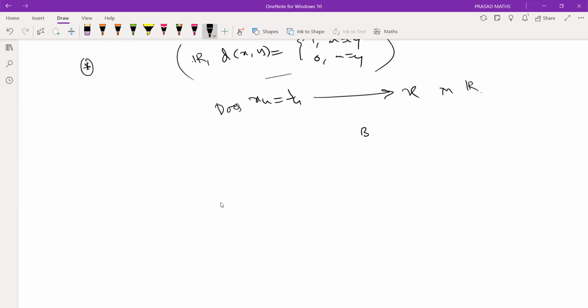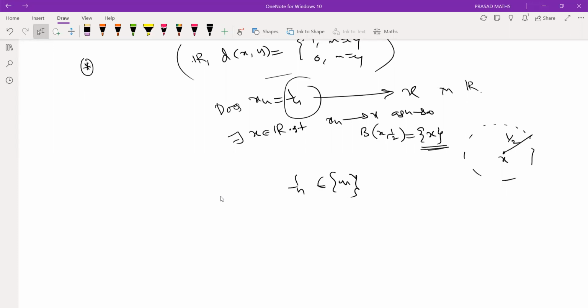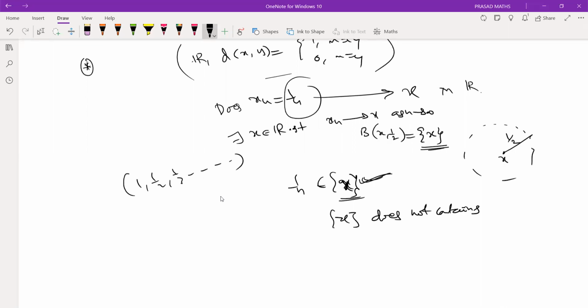Suppose xn converges, suppose there exists x such that xn converges to x. Then I take a ball centered at x with radius 1/2. With respect to the discrete metric, this ball is just the singleton x. Does this singleton x contain all the terms of the sequence? The sequence terms are 1, 1/2, 1/3, 1/4 and so on. But my set is a singleton, so this neighborhood of x does not contain all terms of the sequence. There is some neighborhood that does not contain all terms of the sequence.